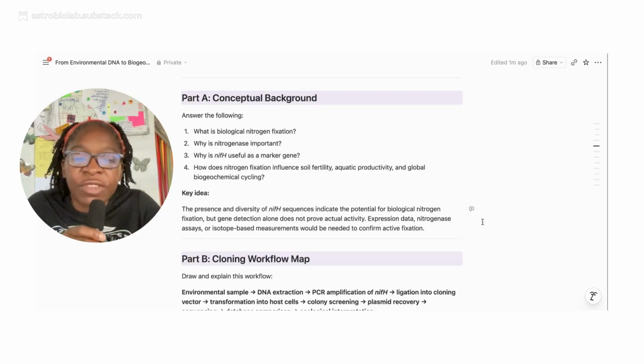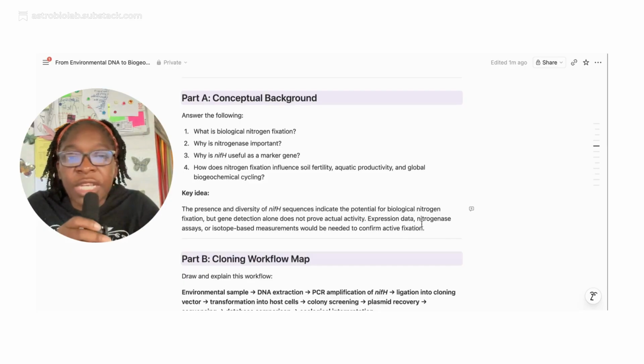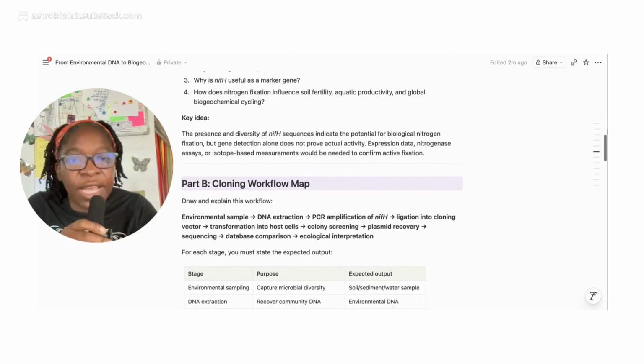You need the other levels of the omics to do that. You need metaproteomics, especially, that tells you what's really going on. And metatranscriptomics tells you whether that gene is actually actively being transcribed in that environment. So the metagenomics just tells you whether it's there or not. So expression data, nitrogenase assays, or isotope-based measurements would be needed to confirm actual active fixation. So we use the DNA at a certain level in the analysis.